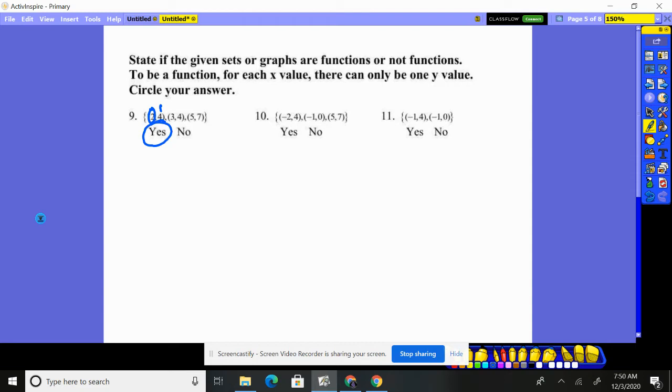On the next one, I plugged in -2, got an answer of 4. Plugged in -1, got an answer of 0. Plugged in 5, got an answer of 7. So yeah, that's a function. There's nothing repeating there. Look at this one though.